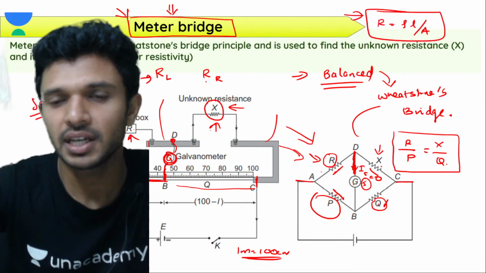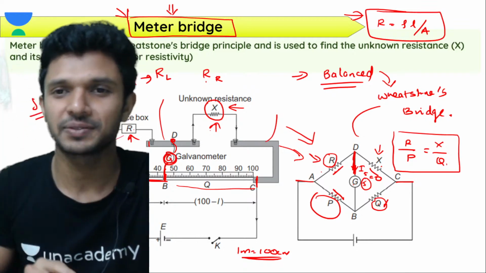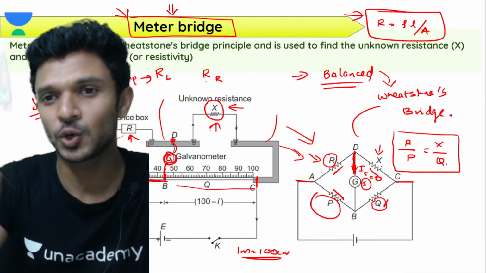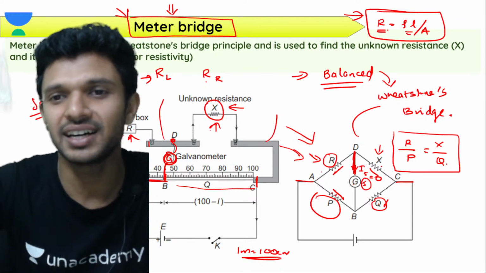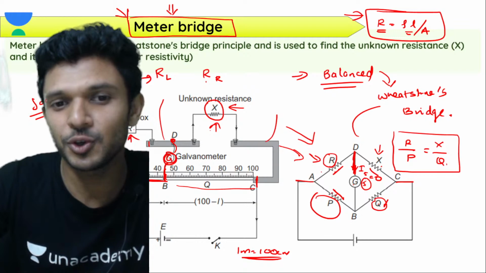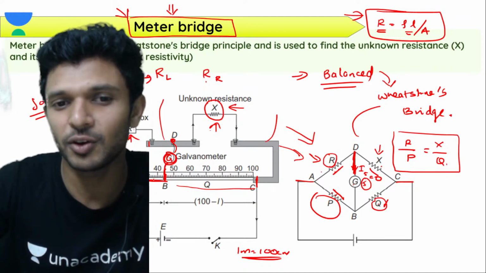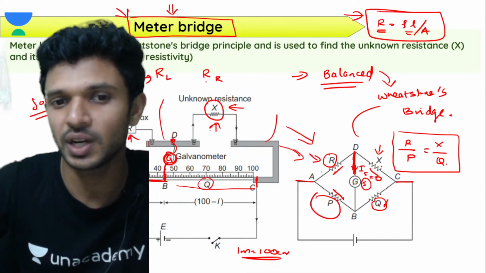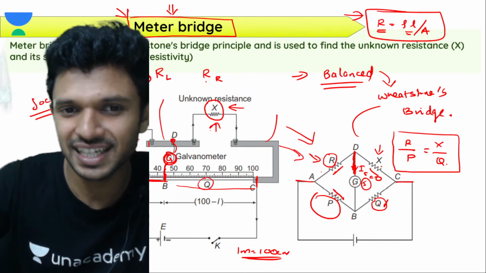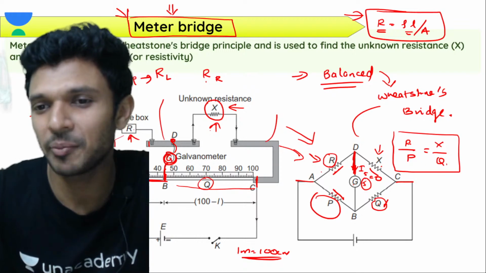Those who do remember this particular formula will tell me. Resistance was rho L by A, isn't it? So when the length changes, what happens? Resistance will change. So if you keep on moving this jockey, the resistance on either side, on the side of P and Q, will keep changing. At a particular value, what happens?